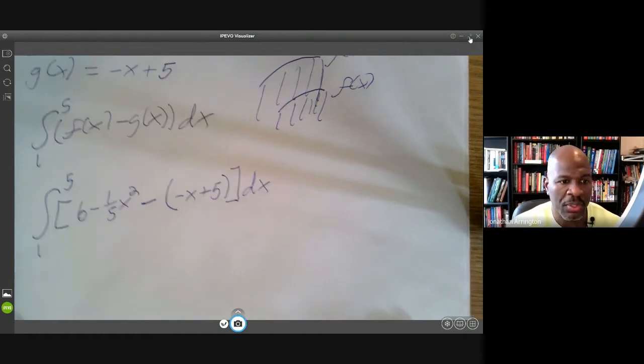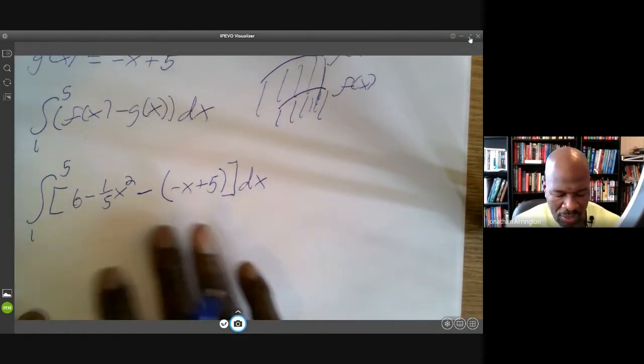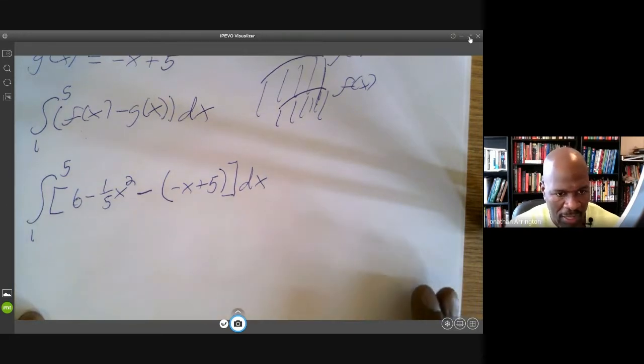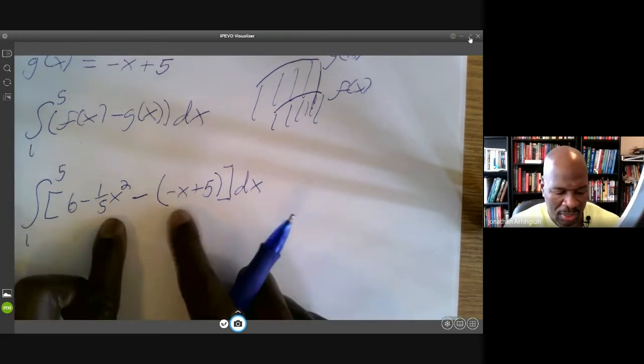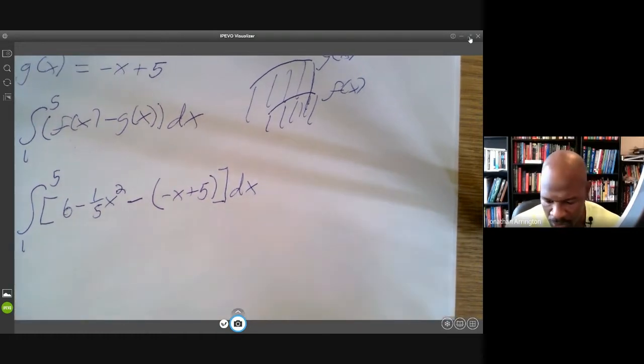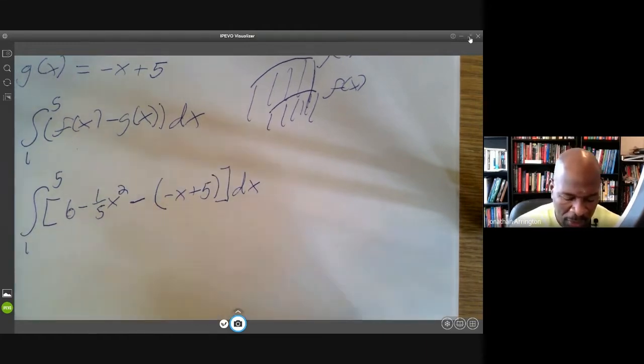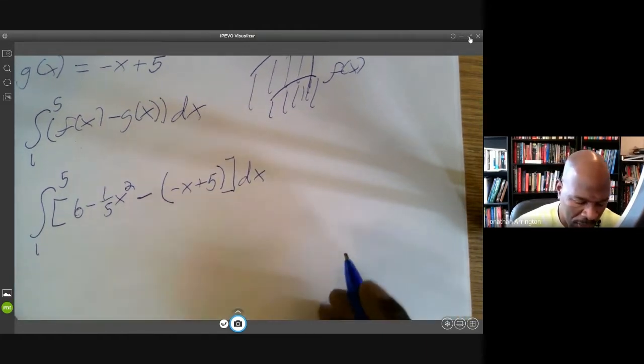And if you want, before you integrate, you can simplify this, distribute the negative sign and combine like terms, or you can integrate these separately and then subtract them. And you may choose one method or the other depending upon the case. For this particular case, I'm gonna go ahead and subtract them, combine like terms, and then do the integration.